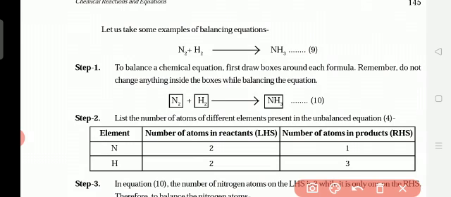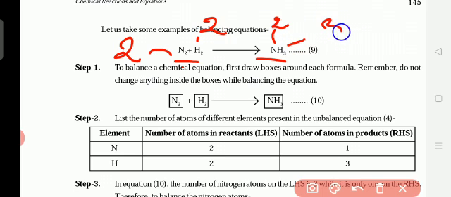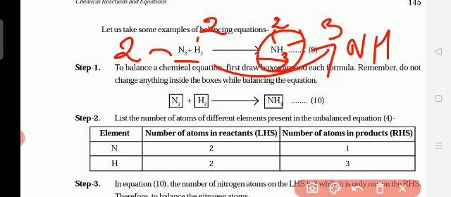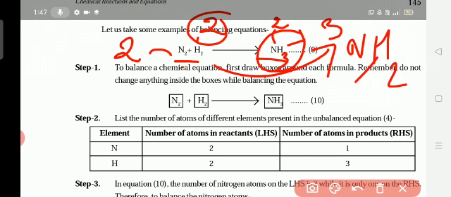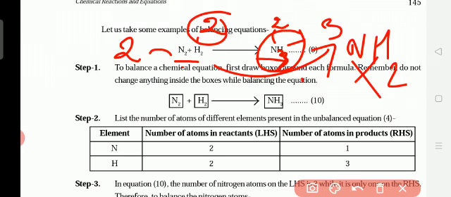For example, N2 plus H2 gives rise to NH3. On the reactant side, how many nitrogens are there? 2 are there. Hydrogen 2 are there. But when we see NH3, here N is 1, but hydrogen 3 are there. So here it is coming wrong. Yes, but the ammonia formula is NH3 only. We cannot change this compound. We cannot change the number for hydrogen, 3. Understand? So we cannot write NH2, since that is wrong. Always NH3 only. Understand?